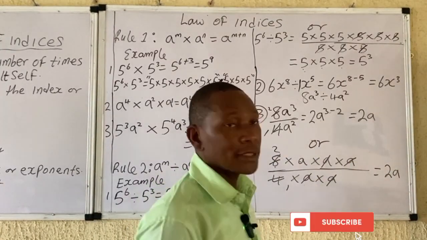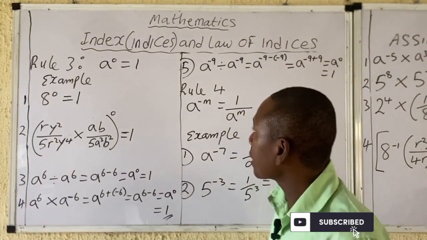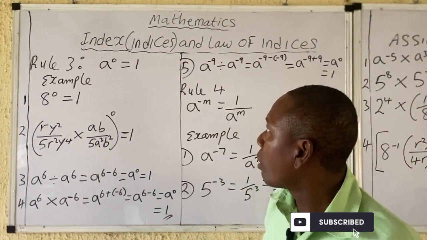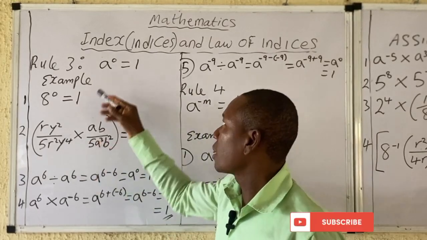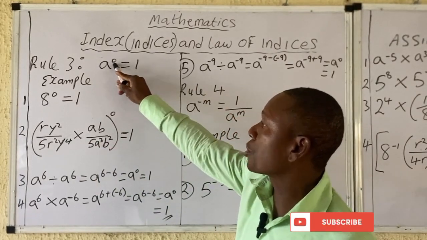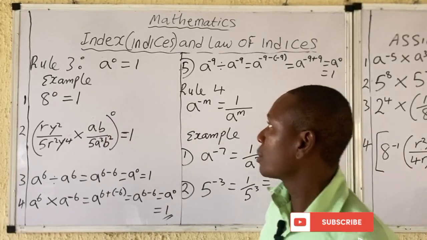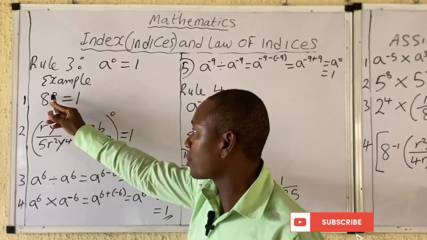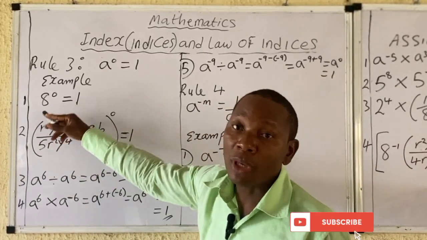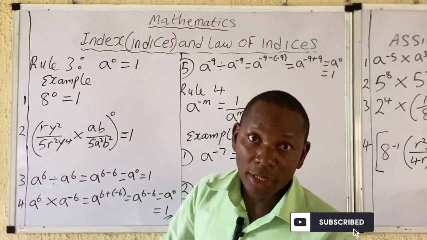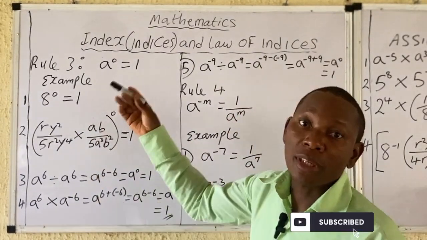Let's go to the next law. Now, let's take a look at the third law, or rule 3 of the law of indices. A base raised to the power of 0 is equal to 1. Let's just take a look at this example. 8 raised to the power of 0. Anything, 1 million raised to the power of 0 is 1. 100 raised to the power of 0 is 1. 1 billion raised to the power of 0 is 1.